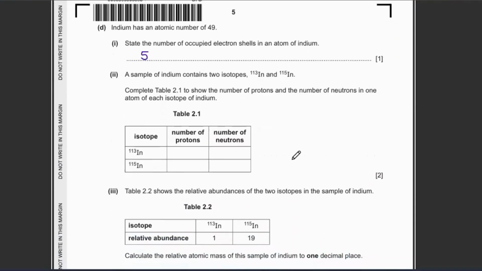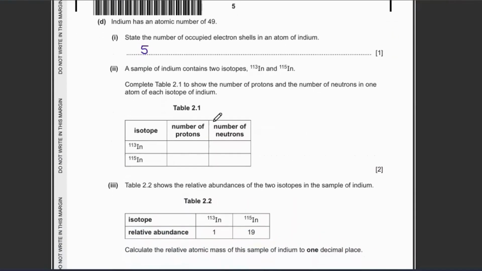Now, the sample of indium contains 2 isotopes. We have to put the number of protons and number of neutrons. The number of protons will be the same, which is 49, because in isotopes, the proton number remains the same and the neutron number changes. So the neutron number will be the mass number or nucleon number minus the proton number. So 113 minus 49 will be 64, and 115 minus 49 is 66.